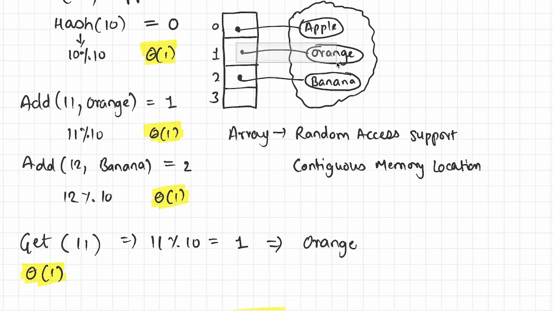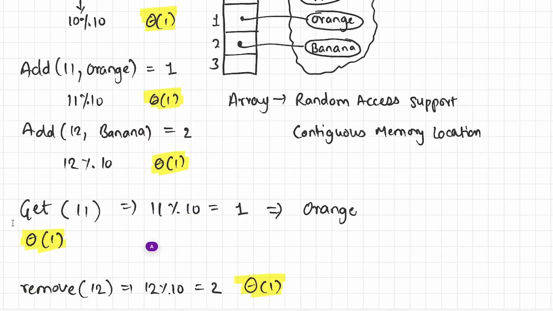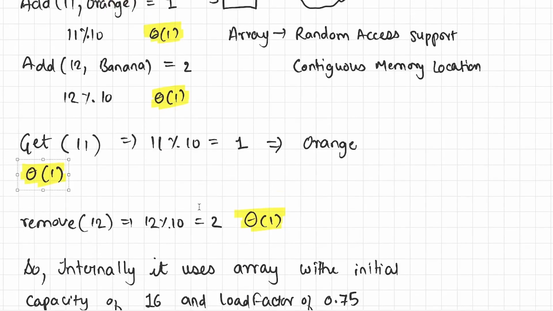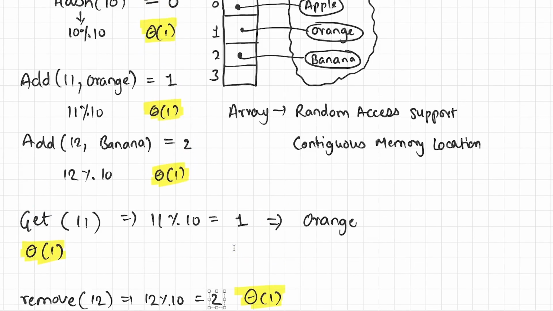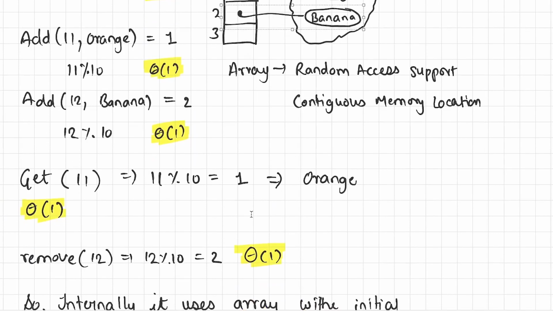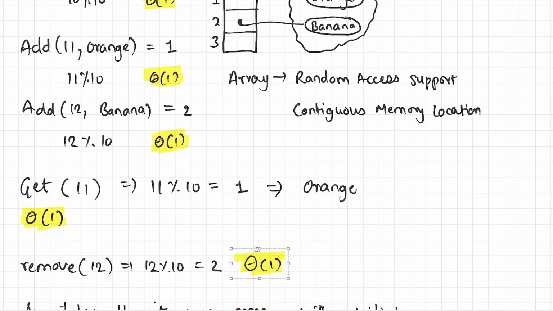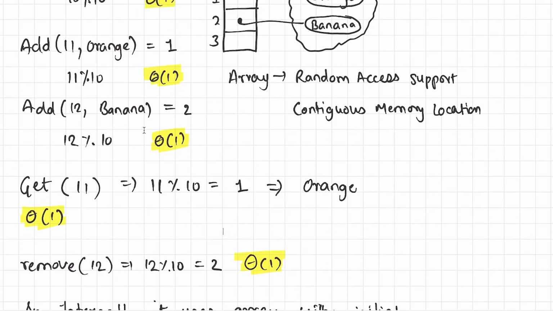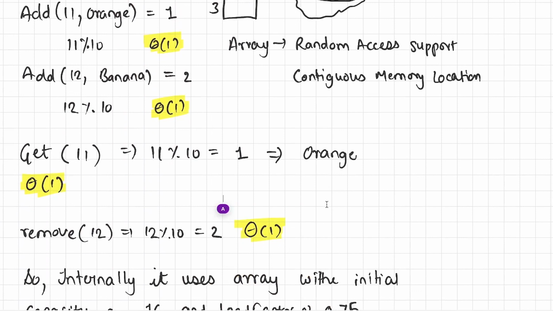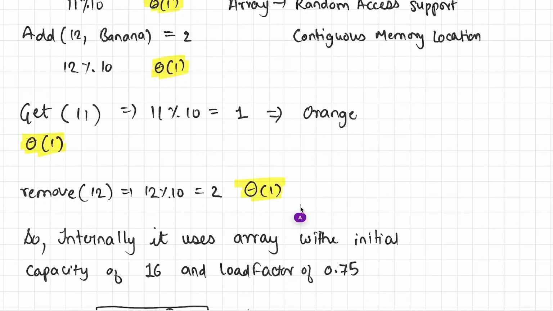Here we get the reference of the orange object, and we can perform this operation in theta of 1 constant time. Similarly, if you want to remove any value that is associated with key 12, we first compute the modulo of 12 with 10, it gives us 2, and then we can directly go to index 2 to remove the reference of banana, and we can do this operation in theta of 1 constant time. So overall, HashMap provides us big O of 1 time complexity for add, search and remove operations. Because of this fast nature of hash table, it is used extensively in the industry.